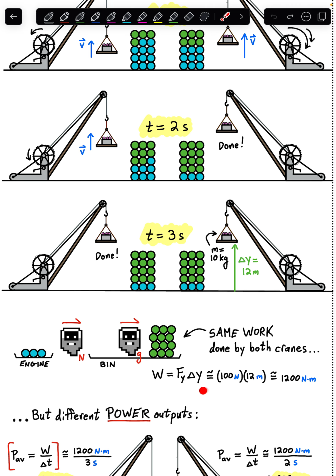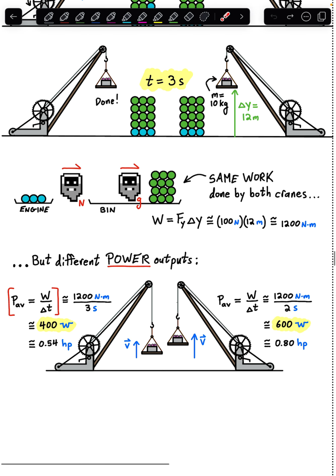The amount of work done we can find from this formula, Fy delta y. So if we have a 10 kilogram mass here, mg is going to be 10 times 9.8, that's 98. That's about 100 newtons Fy times the displacement of 12 meters. So 1,200 Newton meters of work was done by both cranes. The same work was done, but in different amounts of time. So the cranes had different power outputs.